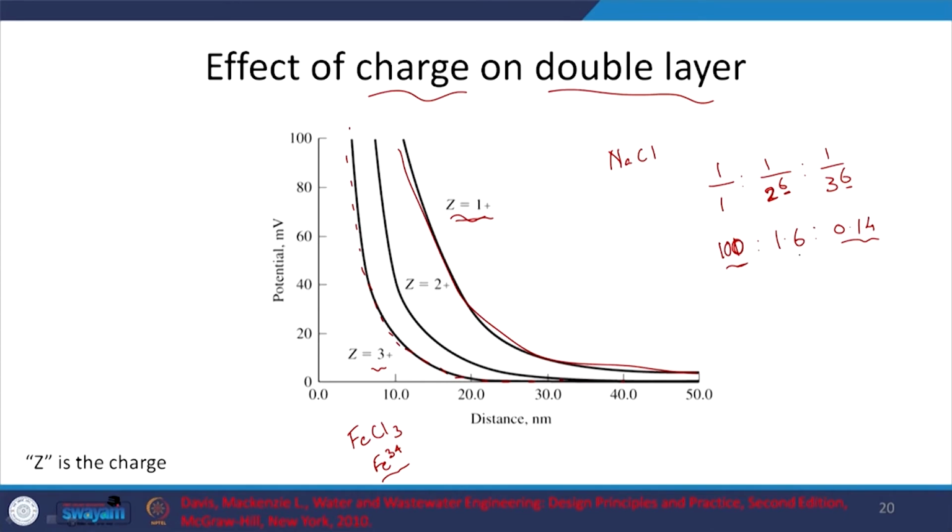So 100 is to 1.6 is to 0.14, but again, this is with respect to the charge raised to the power of 6. So that's the effect of charge. You can look at the relatively lesser concentration of the compound required if you have higher charge, right? So that's something to keep in mind.